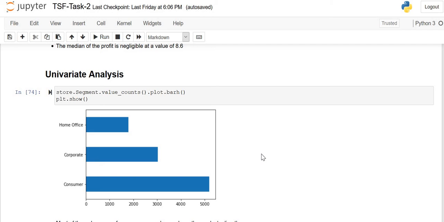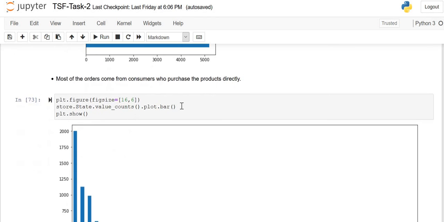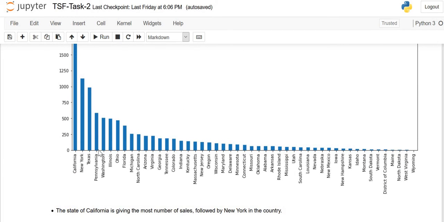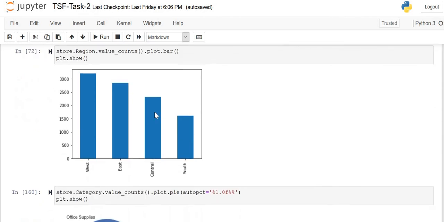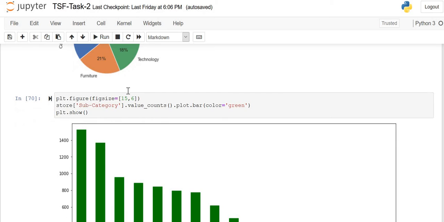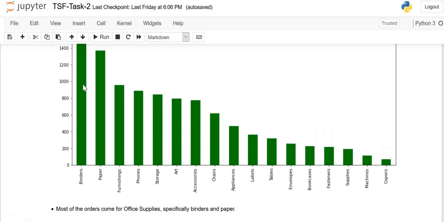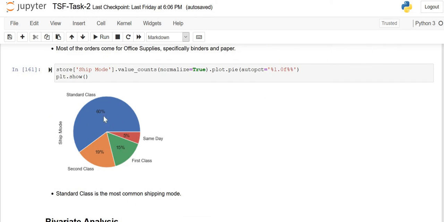Moving on to univariate analysis, we see that most of the orders come from consumers who purchase the products directly. The state of California is giving the most number of sales, followed by New York in the country. So here we see that most of the orders come from office supplies, specifically the binders and the papers. And the standard class is the most common shipping mode.